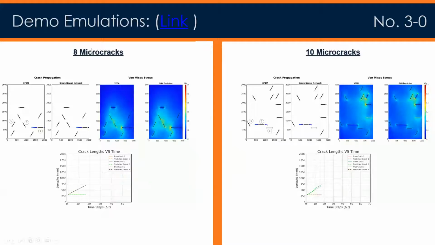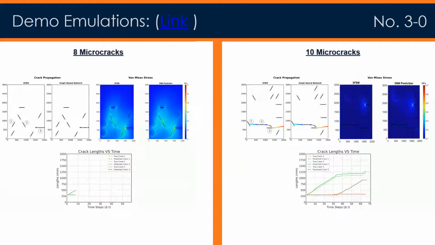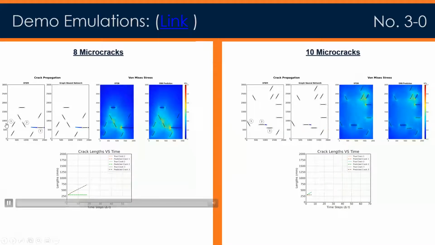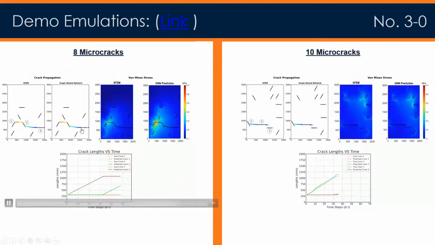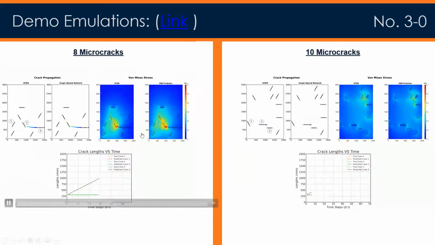So what we see here is on the left, we have 8 microcracks. On the right, we have 10 microcracks. So these are different configurations. And these are animations. I just wanted to show some qualitative results, animations of the framework at work. Basically, if we look at 8 microcracks on the left, we have this sort of a crack propagation history. And you can see that as the color becomes more red from dark blue, it's arriving to the final time step. Similarly, on the right, we have the stress evolution in the material, which is being predicted.